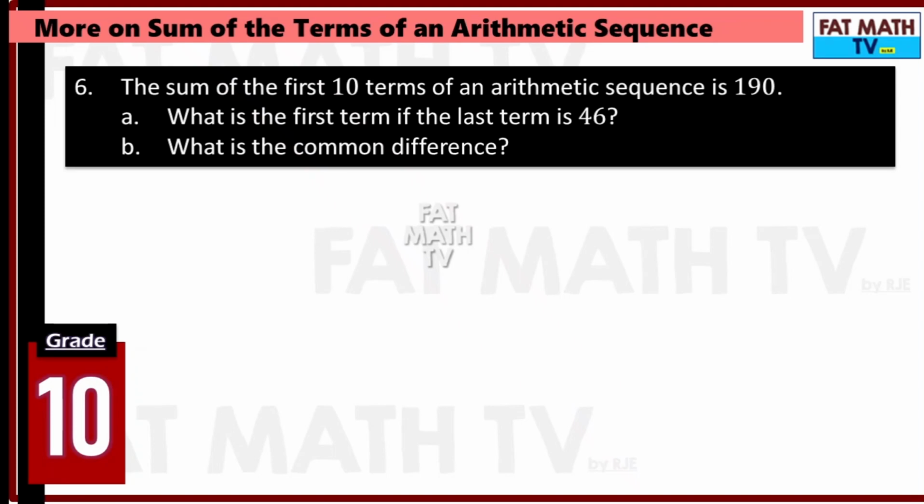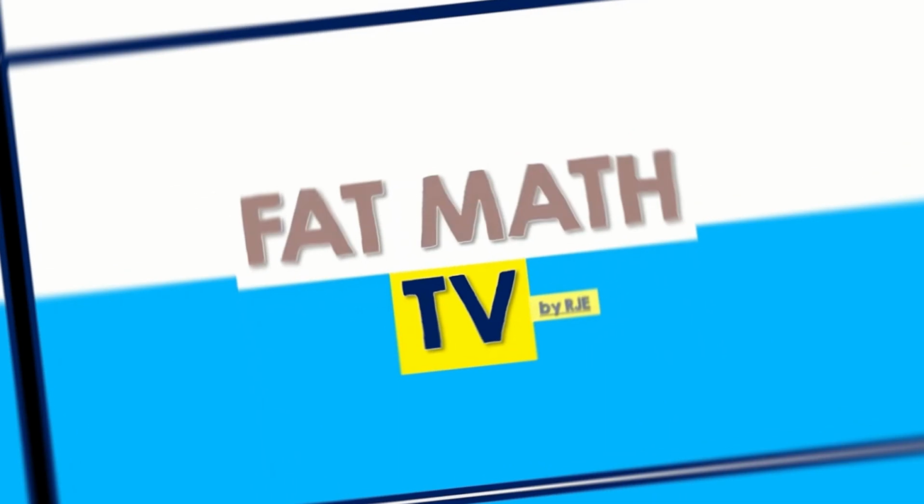The sum of the first 10 terms of an arithmetic sequence is 190.